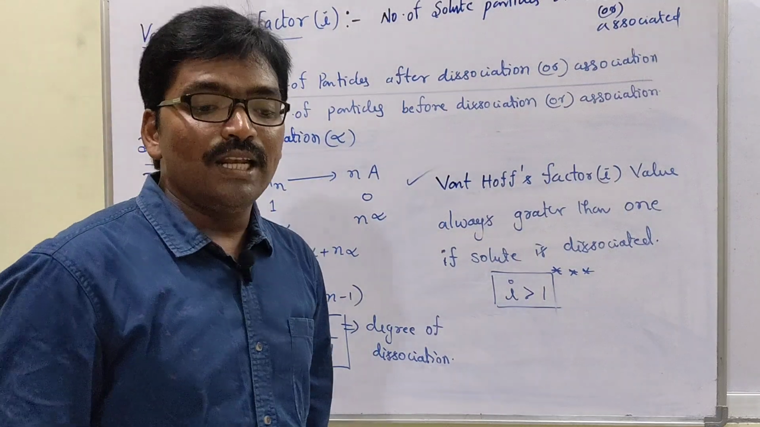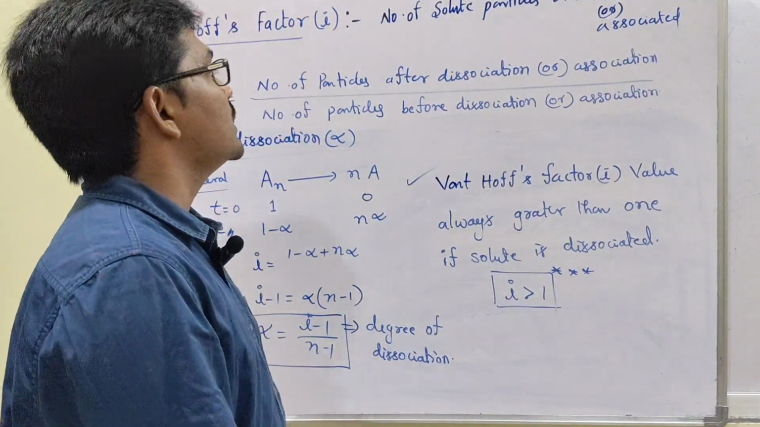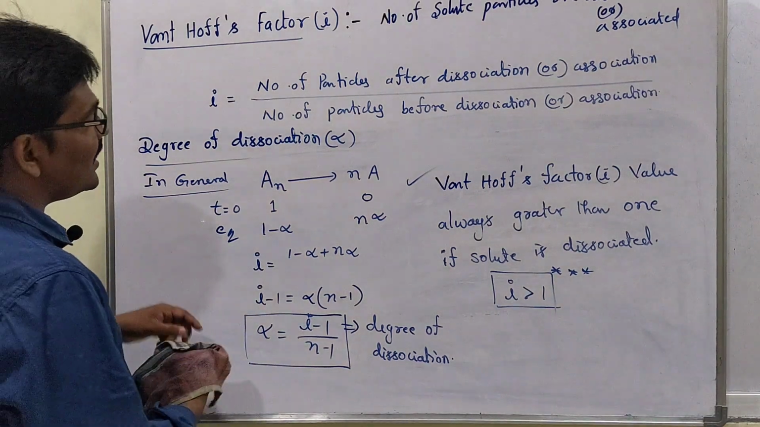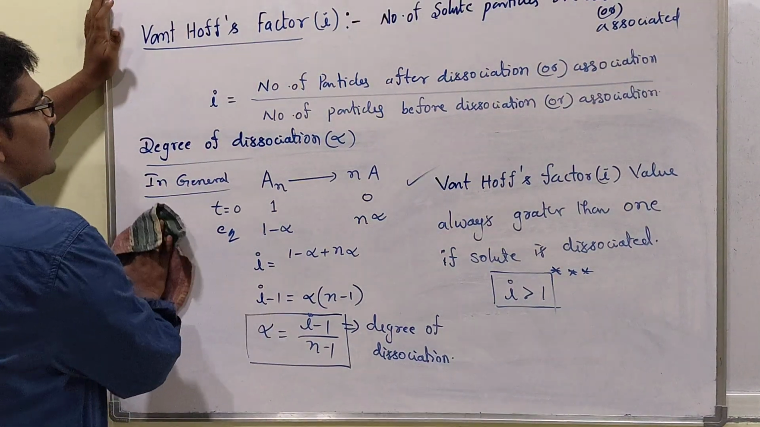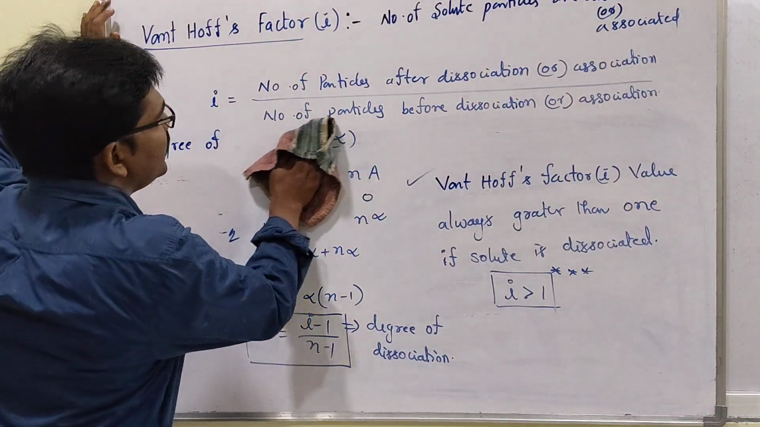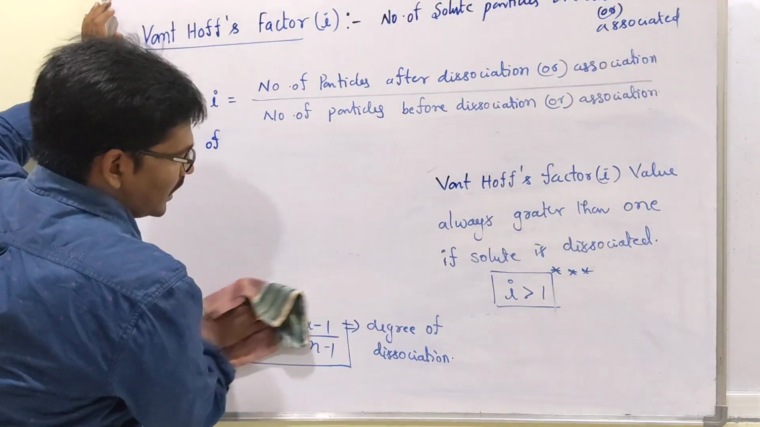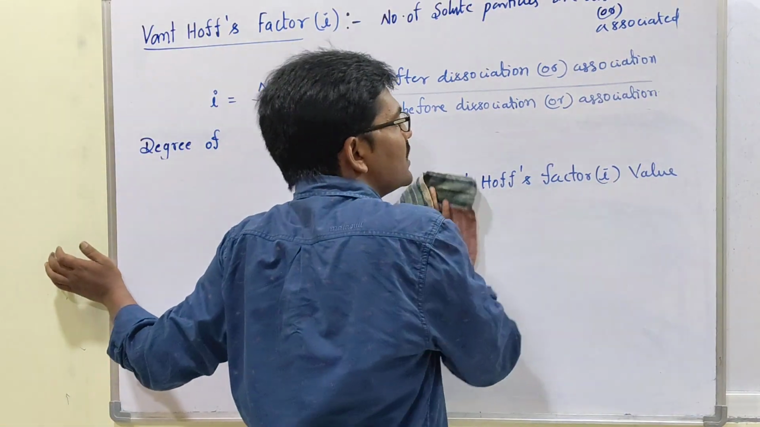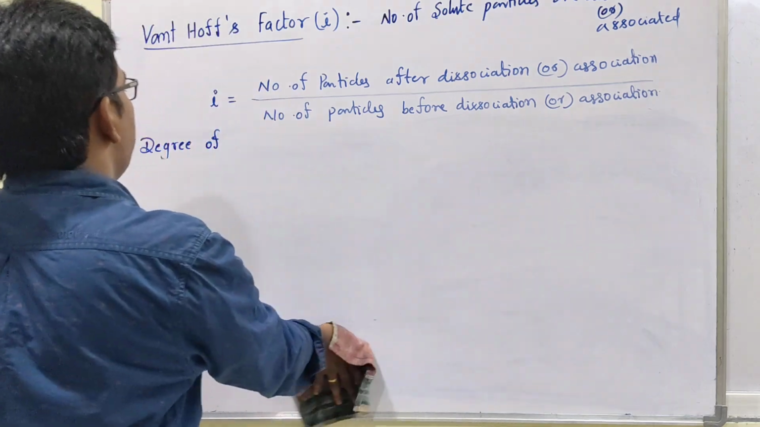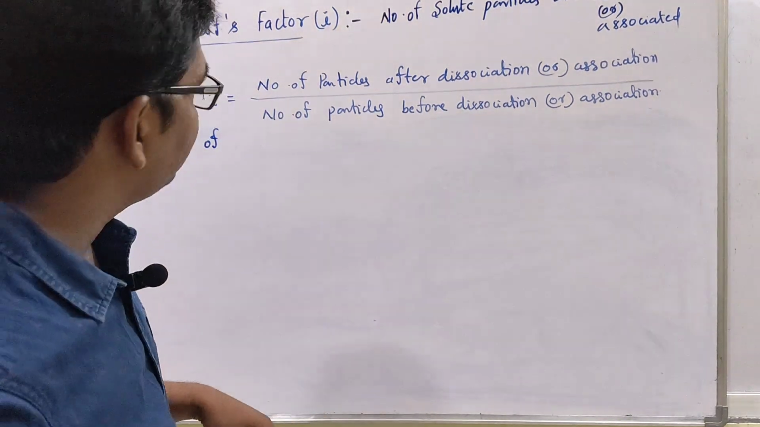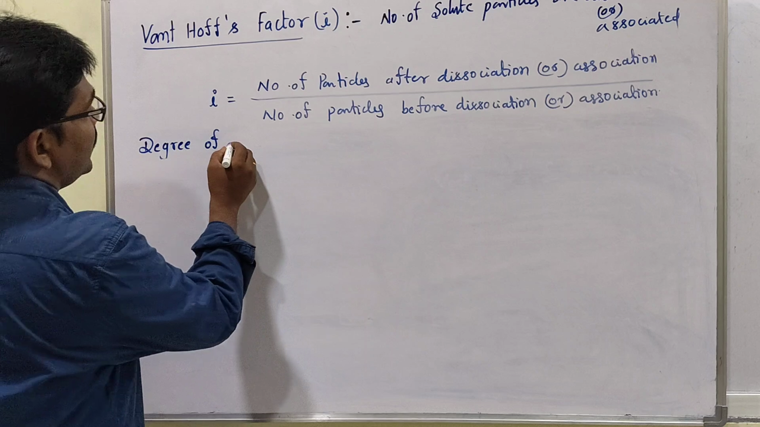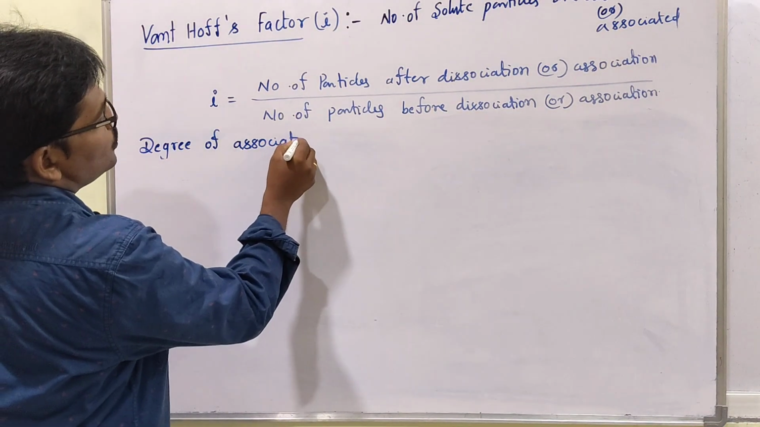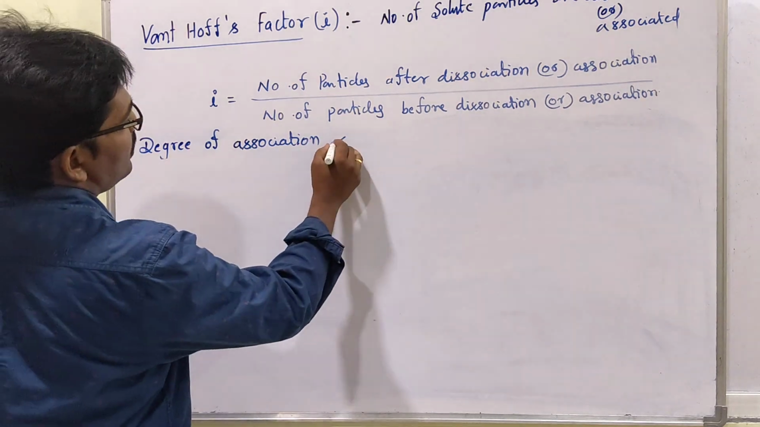Sir, what happens if association takes place? That we have to discuss now. We have seen how dissociation takes place: one particle dissociates into 2 or 3 particles, into ions. Now, what I am saying is, if association takes place, the degree of association is nothing but alpha only.